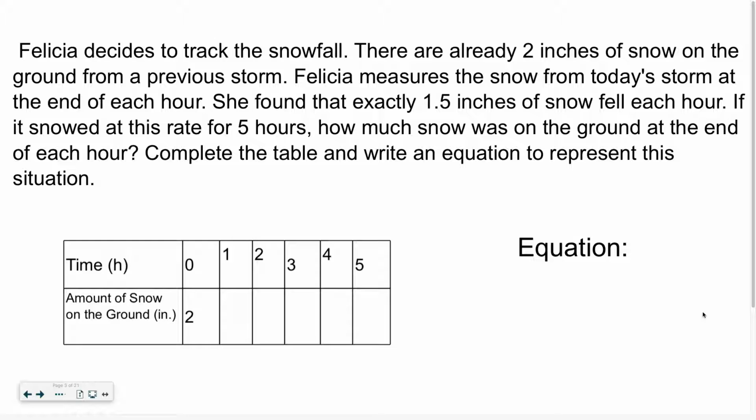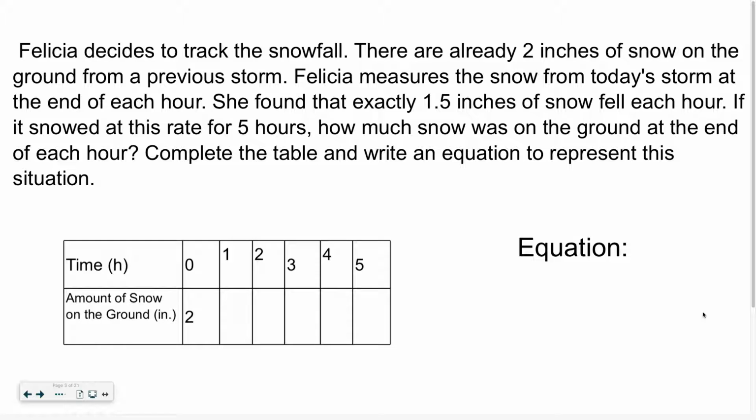Felicia decides to track the snowfall. There are already 2 inches of snow on the ground from a previous storm. Felicia measures the snow from today's storm at the end of each hour. She found that exactly 1.5 inches of snow fell each hour. If it snowed at this rate for 5 hours, how much snow was on the ground at the end of each hour? So let's complete the table, and then we can write an equation.